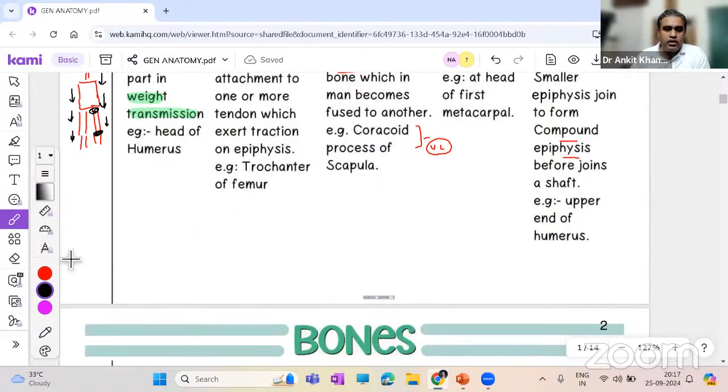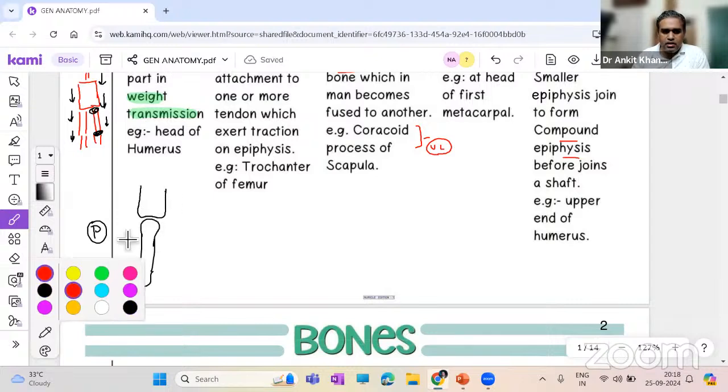Suppose this is one bone over here. Now imagine I'm giving you an example of pressure epiphysis, weight transmission. There will be another bone over here, and you can imagine there's a joint over here. So this epiphysis is a pressure epiphysis, and the weight is falling in this direction.